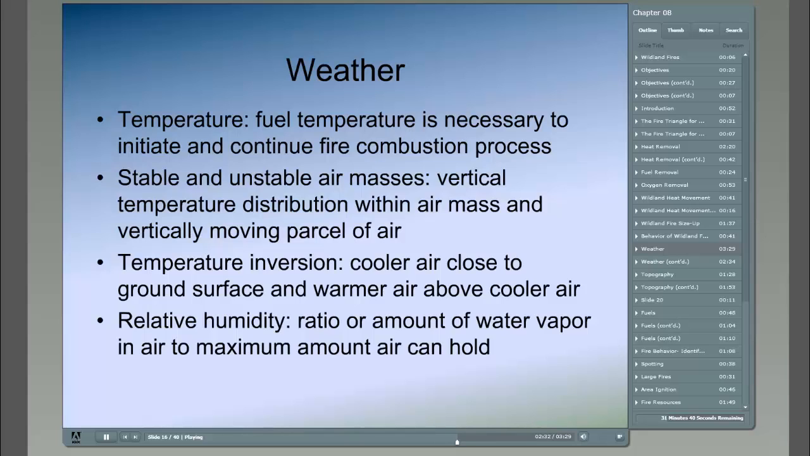Relative humidity is the ratio of the amount of water vapor in the air to the maximum amount that the air can hold. If relative humidity is 100%, the air is completely saturated. It can hold no more water. In contrast, if the relative humidity measures 50%, then the air is only half saturated and is able to hold 50% more water. Low relative humidity draws moisture from fuels, allowing them to heat more rapidly.